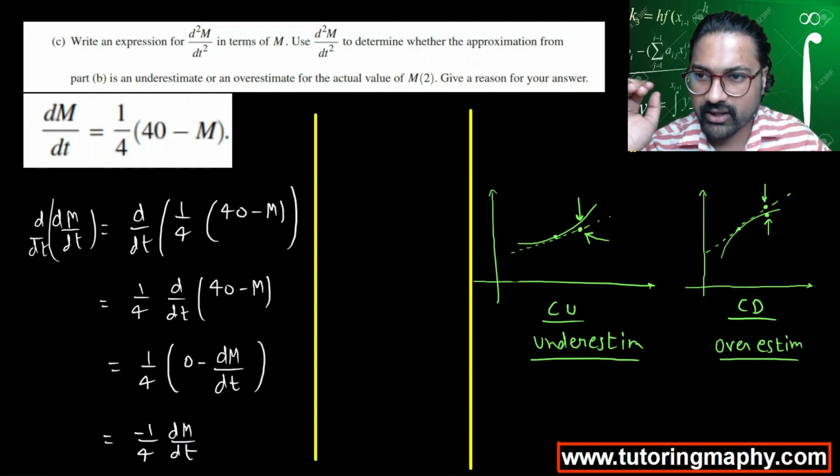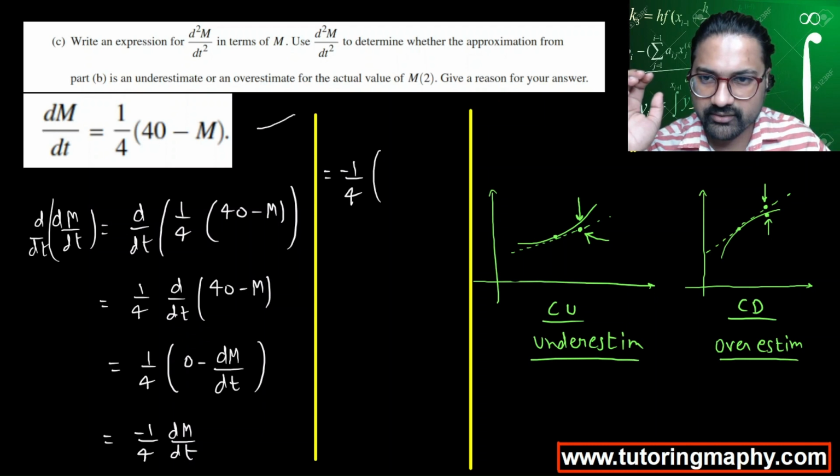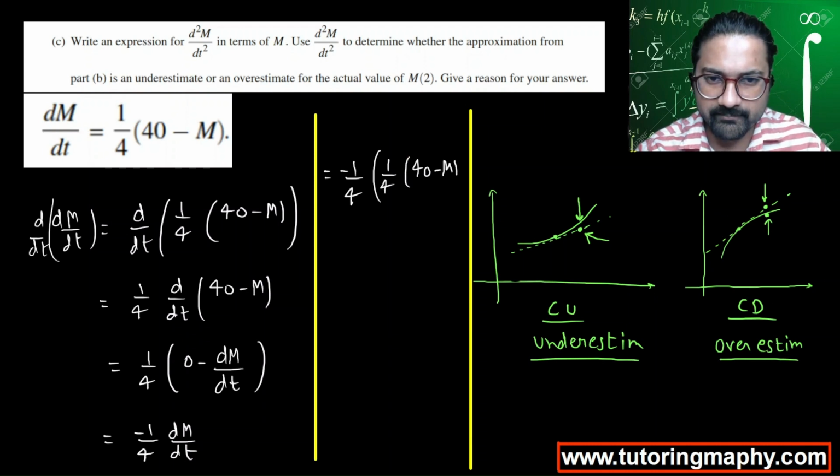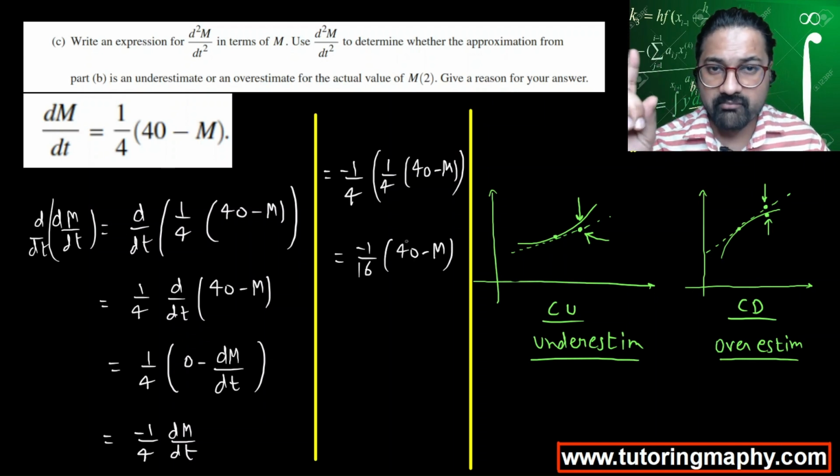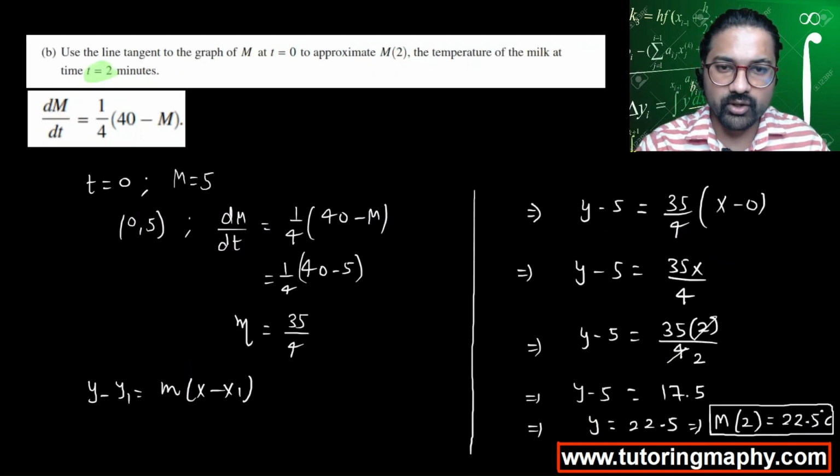Okay. And what is dm over dt, by the way? That is already given in the question, right here. This is dm over dt, so I'm going to plug that back in over here. So it's going to look like 1/4 of 40 minus m, and 1/4 times 1/4 is 1/16 along with a negative sign outside. So that's going to look like negative 1 over 16 times 40 minus m. Remember, it was already given in the question.